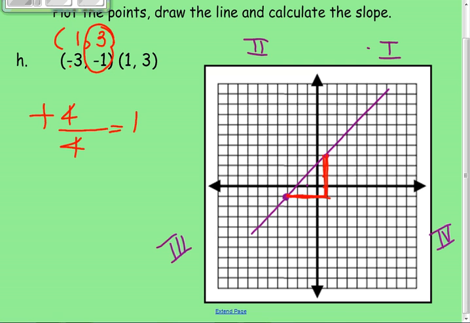Another way to look at it is, let's look at the change in the x's. This is 1 going down to -3. That's a -4. Let me write it there. But this is 3 going down to -1. That's also a -4. As long as I'm consistent, I'll still get the same number.